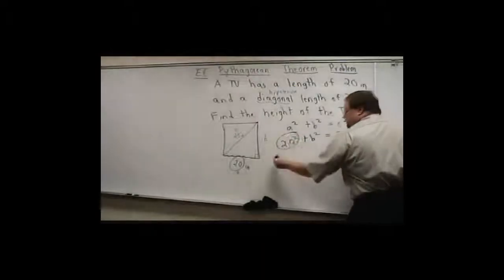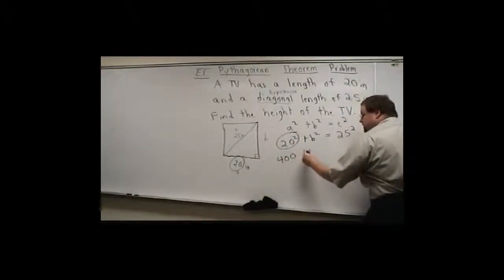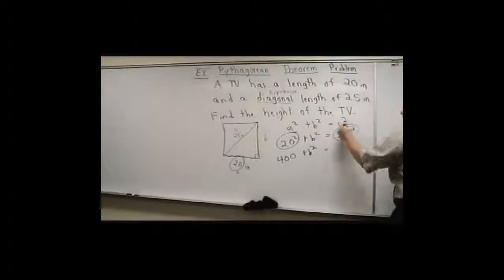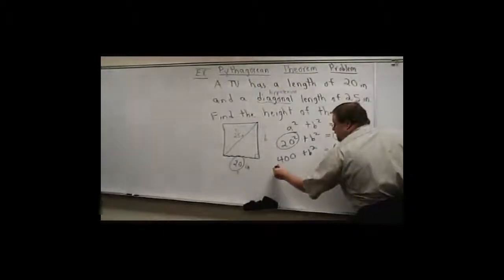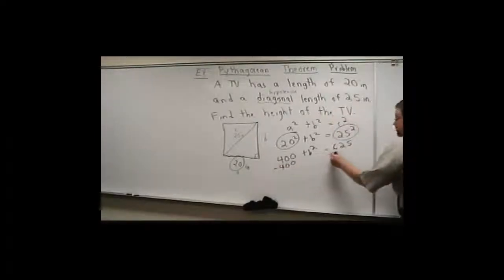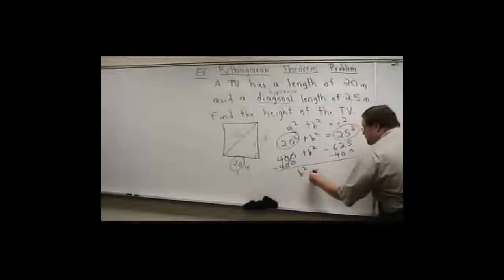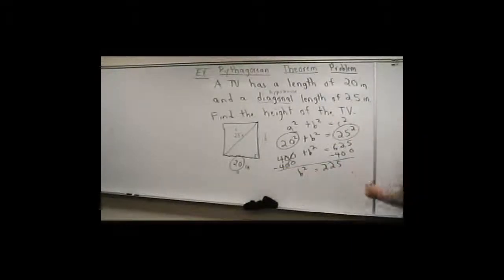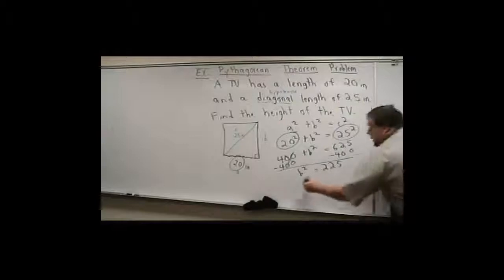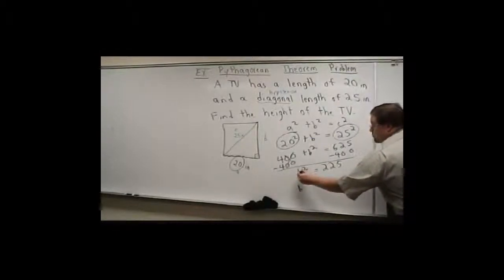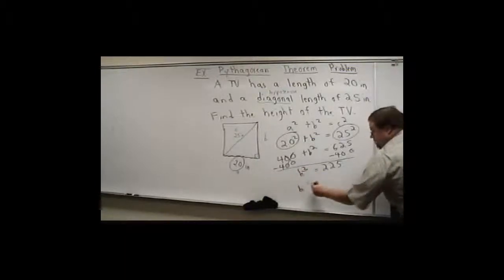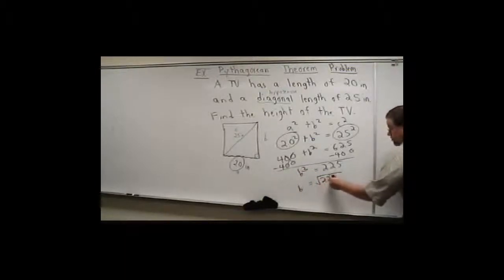20 squared is 400 plus B squared equals 25 squared. If you do the multiplication, it is 625. Take away 400 from both sides to get B squared alone. And I will have B squared equals 225. Well, I don't want B squared, I want B. So B itself is the opposite of squaring it. The opposite of squaring is just a square root. So B itself is the square root of 225, and the square root of 225 is 15 inches.